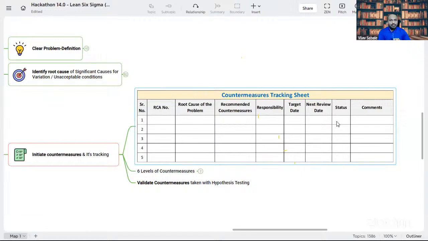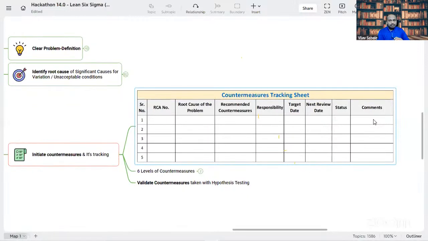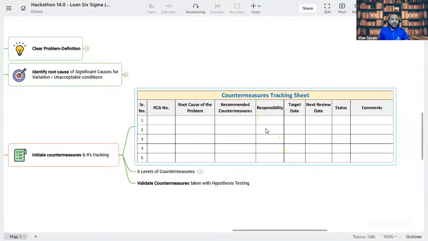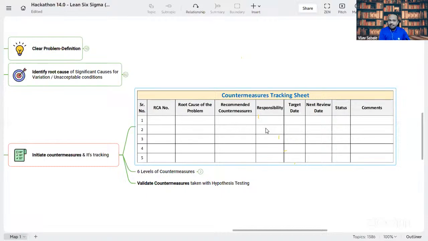We must also have an updated status, and if there is any comment specific to that countermeasure, you can add it here, right? Now, it is strongly recommended that you have a countermeasure tracking sheet for all your root cause analyses. There should not be multiple countermeasure tracking sheets. There must be only one tracking sheet, and you can have multiple root cause analysis formats, so that whatever the output of your root cause analysis is, it must come into this countermeasure tracking sheet. Once you conduct any root cause analysis, come back here and update this.